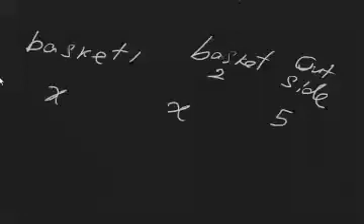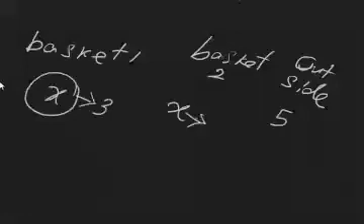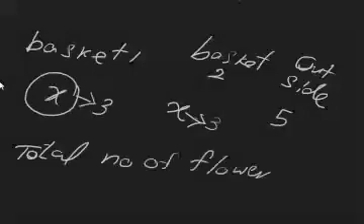Suppose in one instance, if I know that this value equals 3, then this value should equal 3. Then now tell me, what is the total number of flowers? Total number of flowers: 3 plus 3 is 6, plus 5, 11.